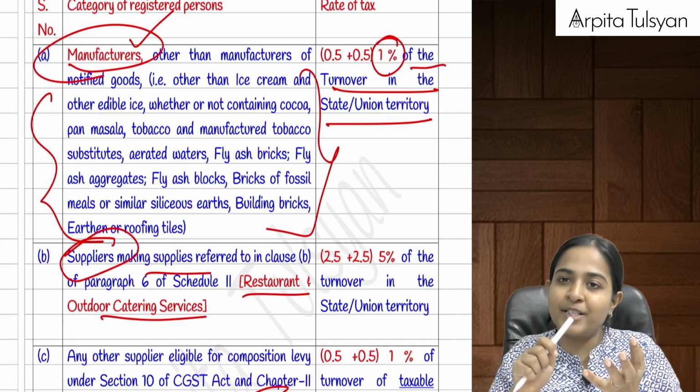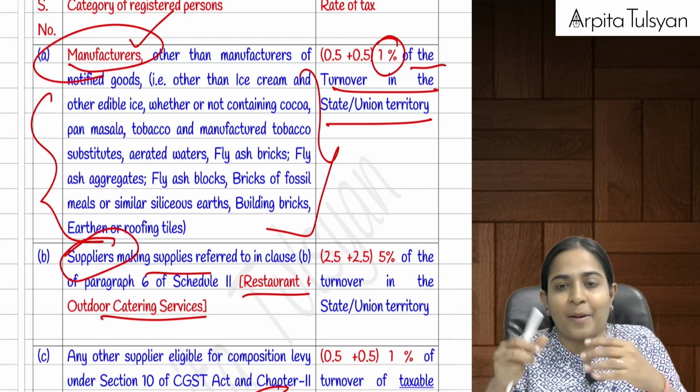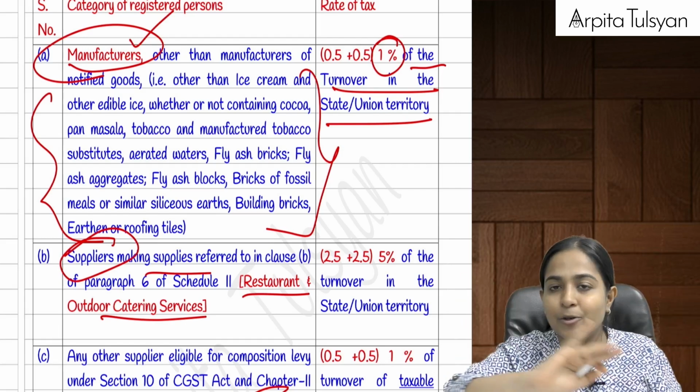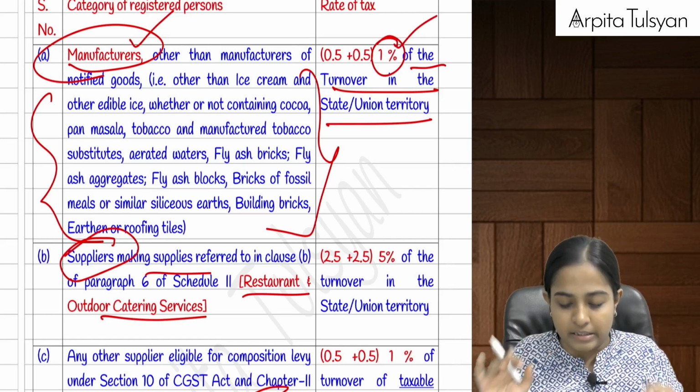Total turnover means your taxable supply, your exempt supply, your export supply, or not export supply, because export supply will not happen here. Excluding all the GST and all those things. 1% of that, 0.5% each if CGST, SGST, etc.